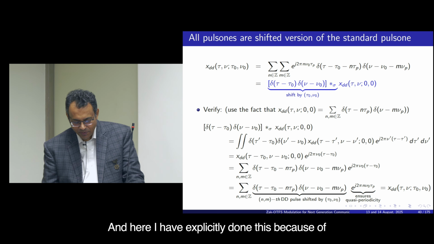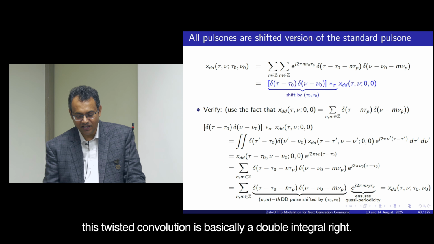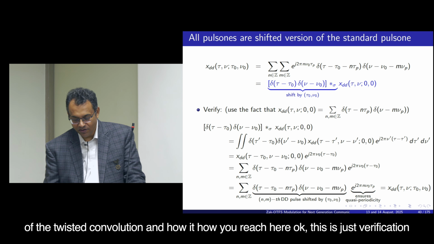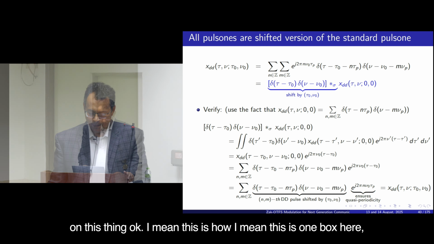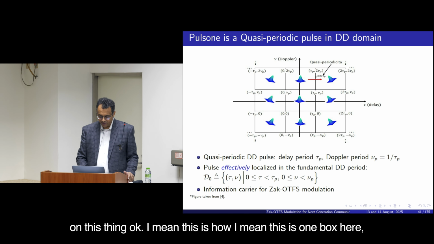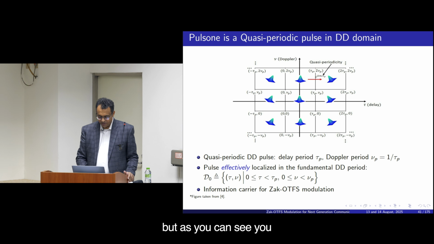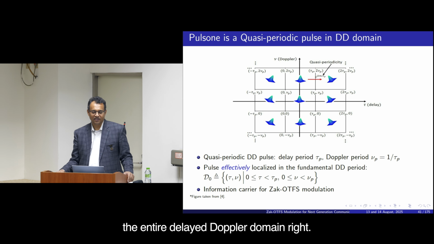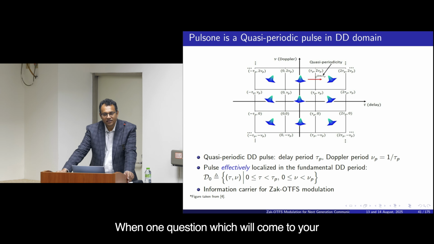And here I have explicitly done this because this twisted convolution is basically a double integral, right? So I have shown all the steps of the twisted convolution and how you reach here. This is just verification of this. This is one box here, but as you can see, they are repeating quasi-periodically throughout the entire delay Doppler domain, right?